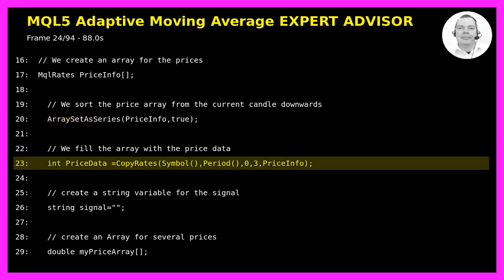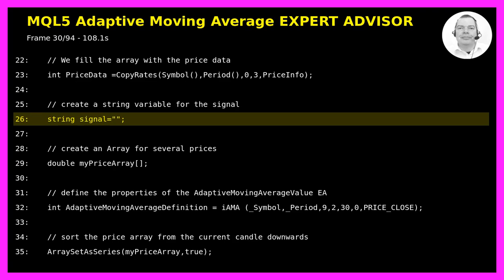We then fill this array with price data using CopyRates. The parameters are _Symbol for the current symbol, _Period for the current time frame, 0 as the starting position, 3 for the number of candles we want to copy, and PriceInfo as the array to store the data. This gives us the last 3 candles of price information.